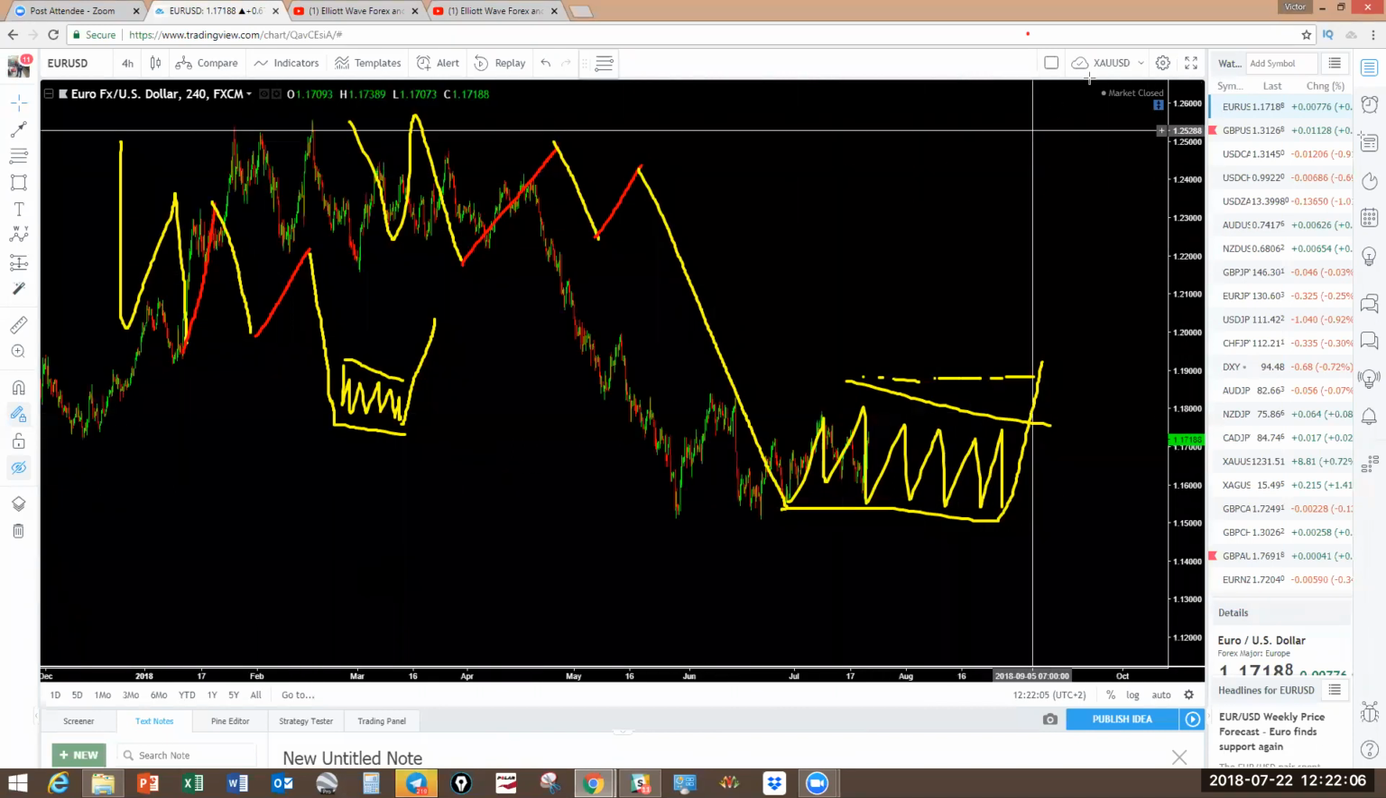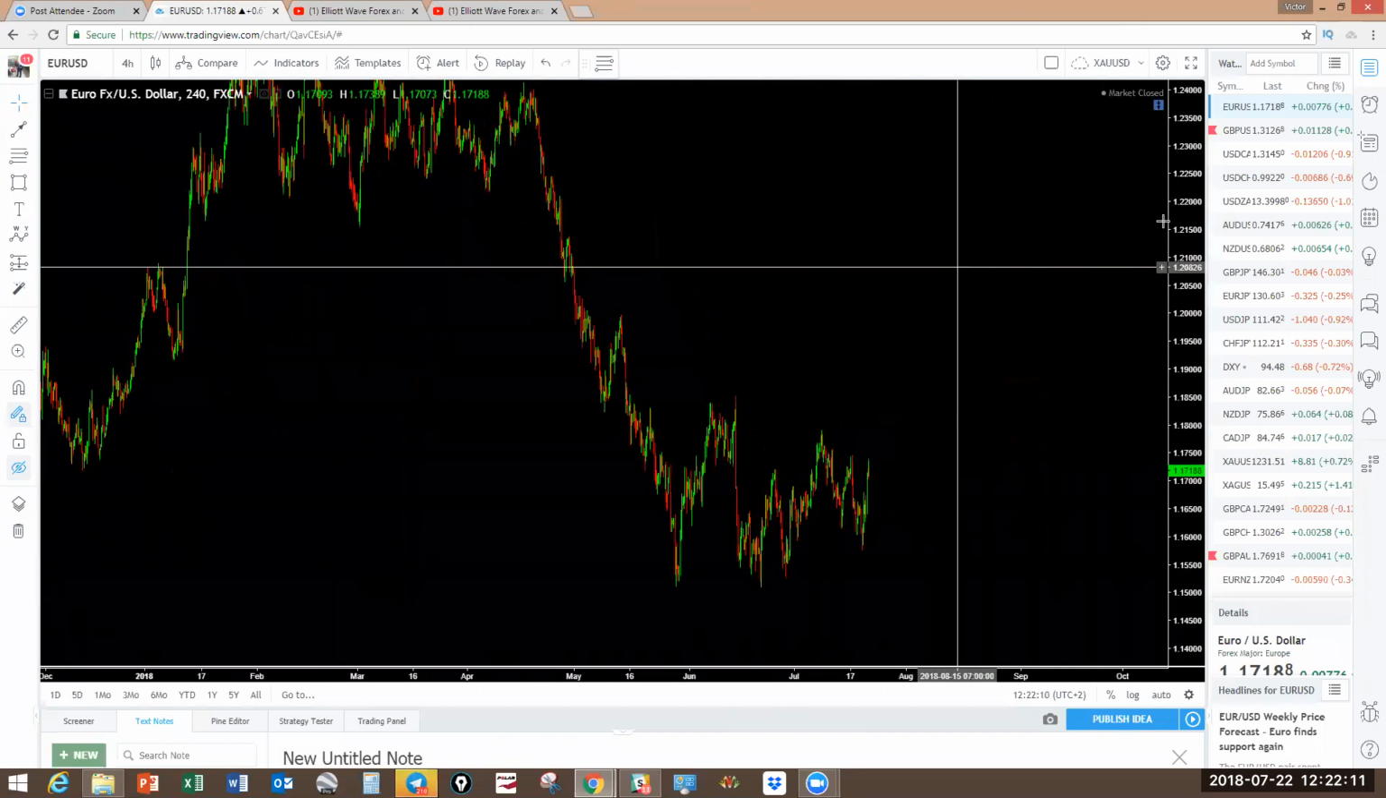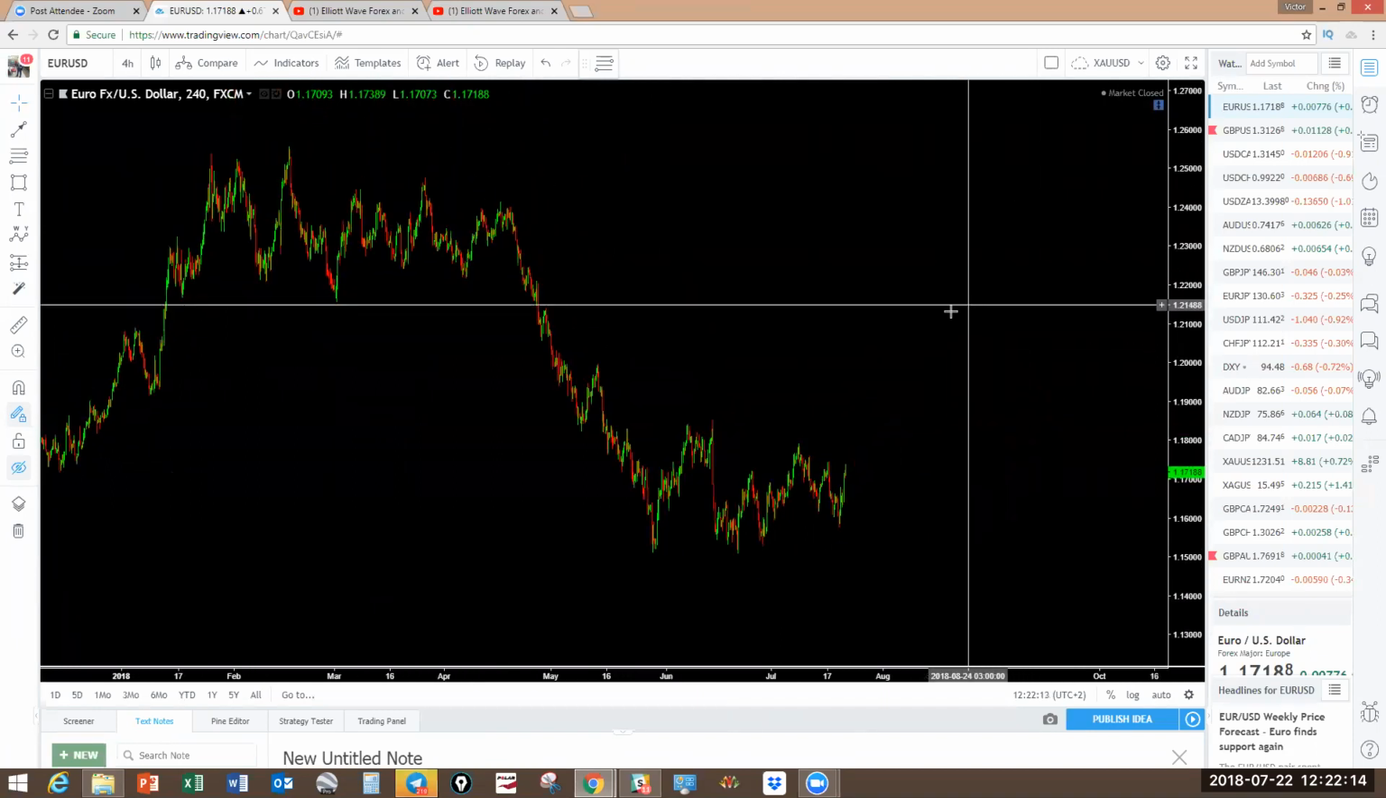And now let's have a look at this. So when I was analyzing gold, there's somebody who made a comment that the bars pattern that I projected was not exactly fitting.